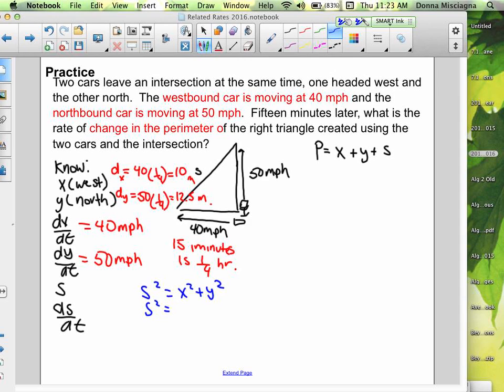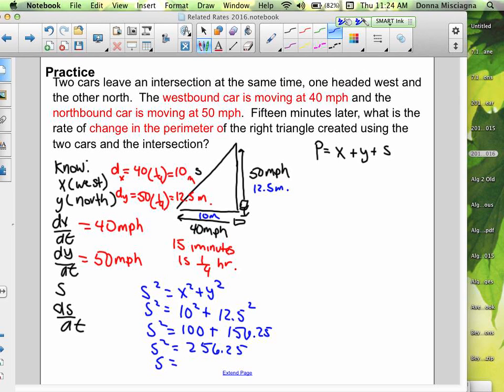So we know that this car has moved 10 miles, so 10 squared, and this car has moved 12.5 miles. So S squared is equal to 100 plus 12.5 squared, if I can grab a calculator, is 156.25. So S squared is equal to 256.25, and we'll take the square root, and that's not very pretty. I'm just going to get a decimal approximation.